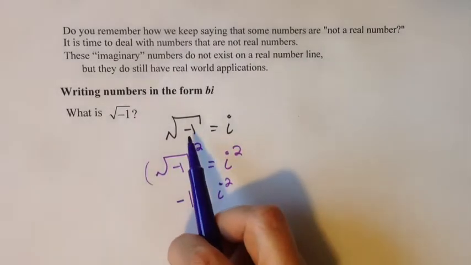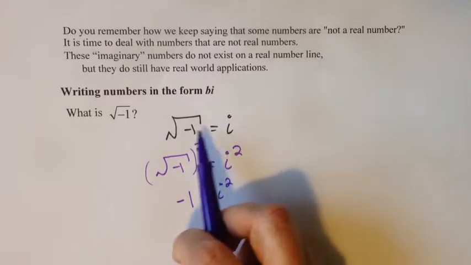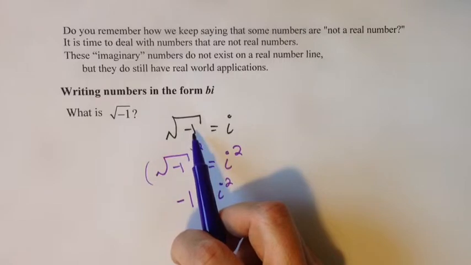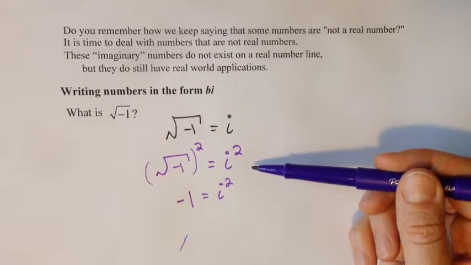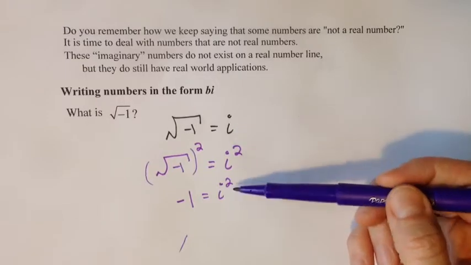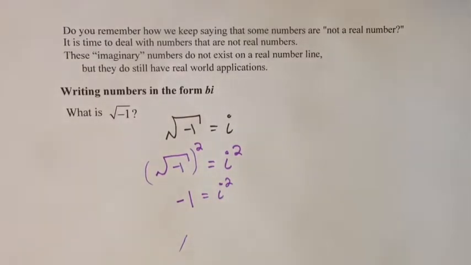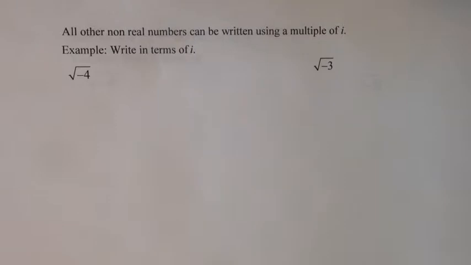This little trick is just about all there is to complex numbers. The first thing is that we started by inventing a new symbol to represent the square root of negative 1. Then we took that symbol and messed around with it a little bit to see if anything good would happen, and we found out that i squared has to be negative 1. We can use that definition of i to write any other non-real number as a multiple of i.